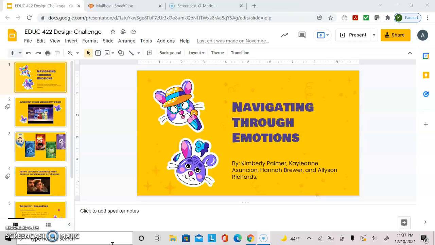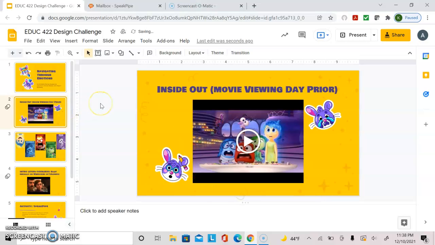The title of my Design Challenge is Navigating Through Emotions. This lesson is intended to help 3rd and 4th graders learn to understand their emotions. The lesson begins after watching the film Inside Out. We will watch this the day before this lesson.